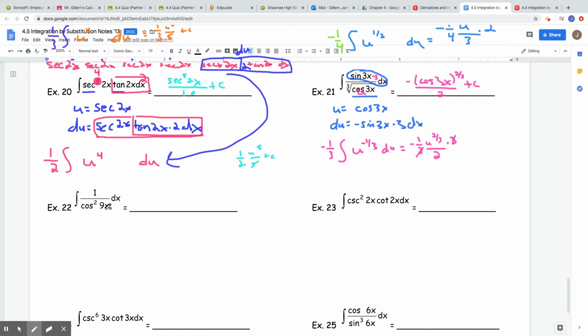All right. 22, hopefully you notice that there's something different about this one. All the other ones we've done so far today have had 2 trig functions. This one has 1. Now, hopefully you also notice that this is on the bottom. All right, this is on the bottom. So what is the reciprocal of cosine? All right, the reciprocal of cosine is secant. So 1 over cosine squared 9x is really the same thing as secant squared 9x. So that's the problem we're dealing with here.